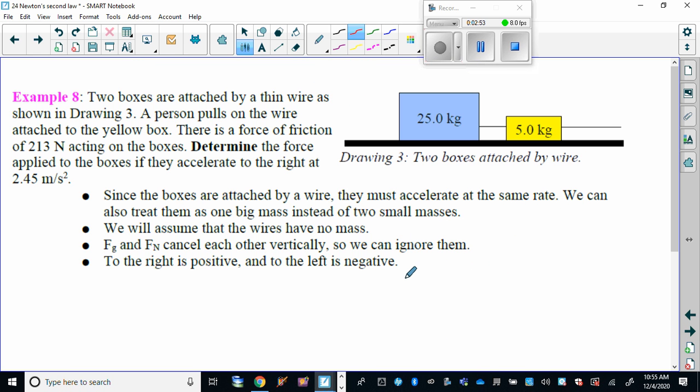All right, on to something that's a little different, and this is where we have two boxes attached by a thin wire. A person pulls on the wire attached to the yellow box. There's a force of friction of 213 newtons. Determine the force applied to the box as they accelerate to the right at 2.45 meters per second squared. And in problems like this, since both objects are being pulled on a string and they're tied together, logically both objects accelerate at the same rate, and so we really just treat them as one object.